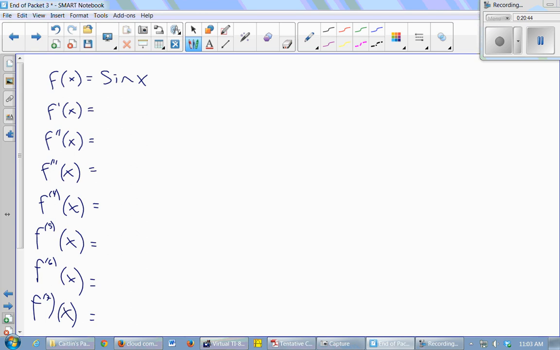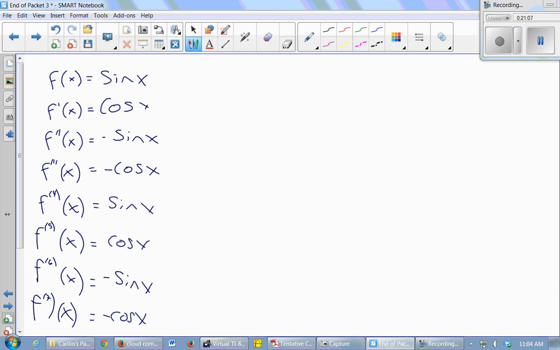Okay, derivative of sine is cosine. The derivative of cosine is negative sine. The derivative of negative sine is negative cosine. The derivative of negative cosine is sine. Derivative of sine is cosine. Derivative of cosine is negative sine. And the derivative of negative sine is negative cosine.